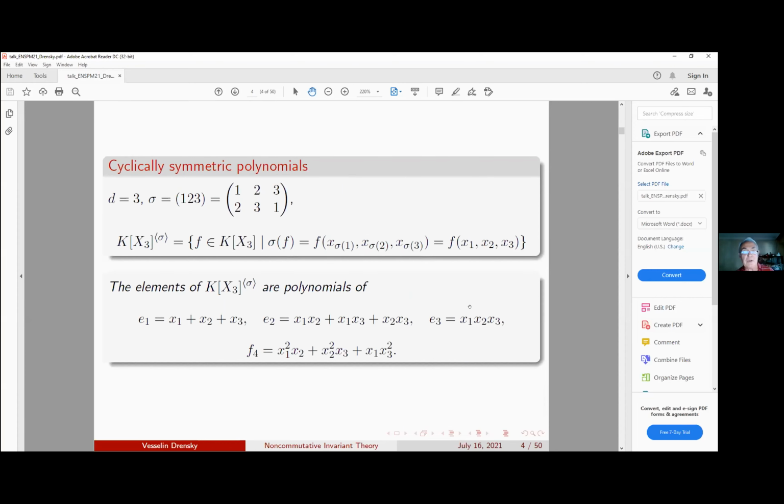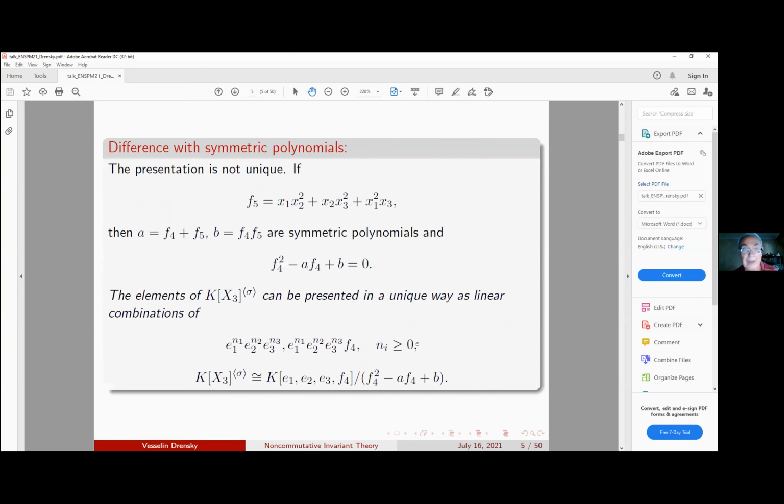And if you change the problem a little bit, you consider not all symmetric polynomials, but only cyclically symmetric ones, which are the same if you change the variables cyclically. Then you have again these elementary symmetric polynomials, but you have one more polynomial which you need to present everything as a polynomial in these. So the elementary symmetric polynomials are not enough. You need also this polynomial of degree 3, which is not symmetric in the usual way.